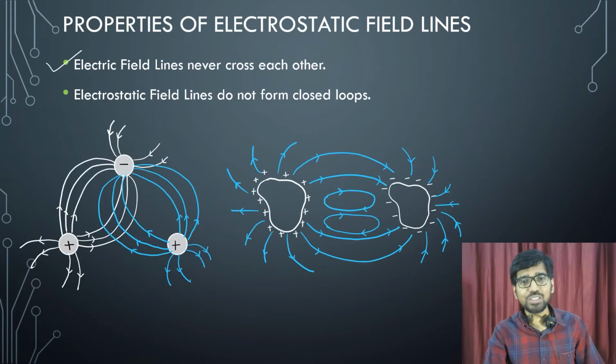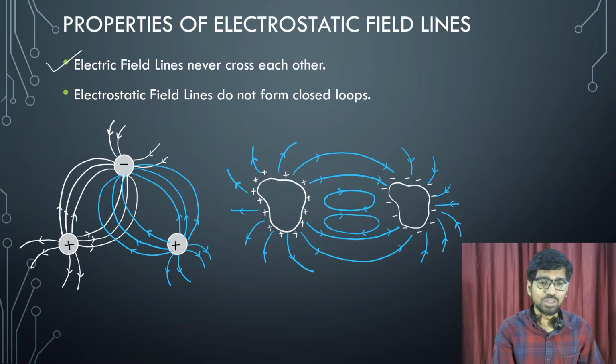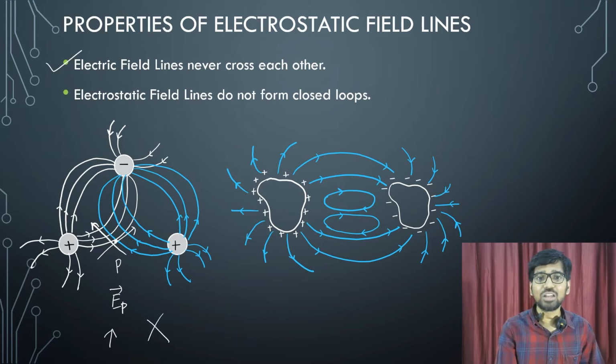The third property says that electric field lines never cross each other. Why so? Imagine a situation in which electric field lines were to cross each other at certain points. At any such point, point P, you would be able to draw 2 tangents. Then you would have 2 directions for the electric field at point P, which is physically impossible. Electric field at any point can have only 1 direction. Therefore, this can never be the case. Electric field lines will never cross each other.